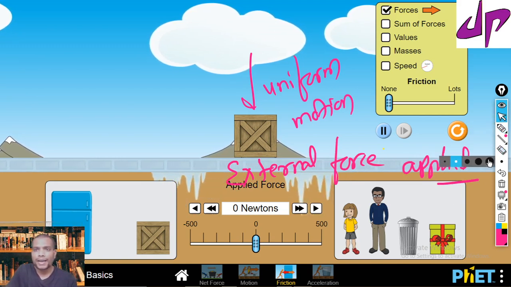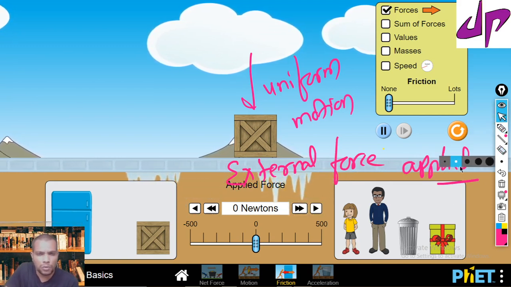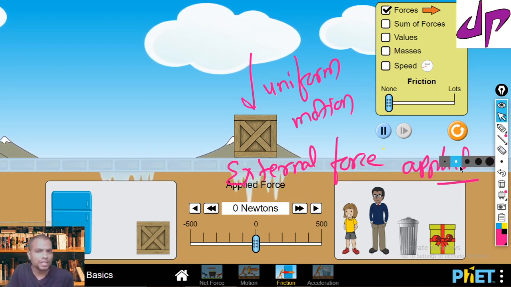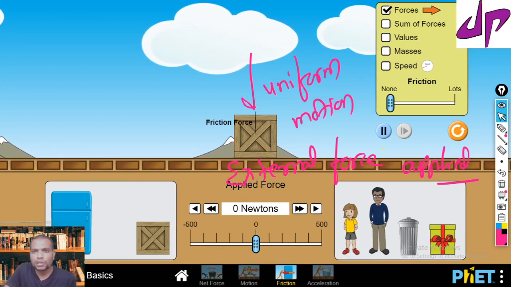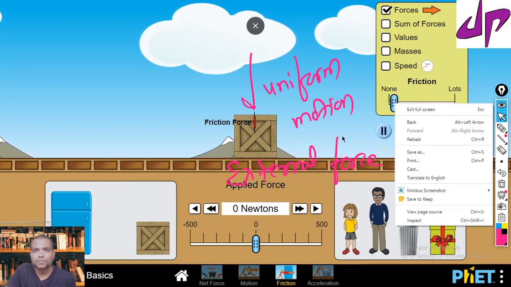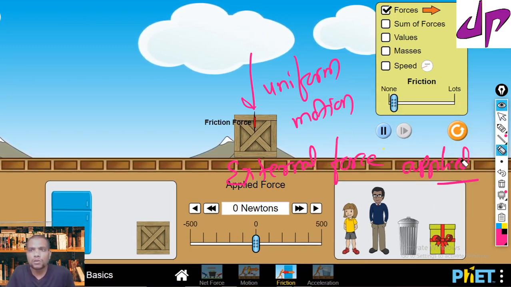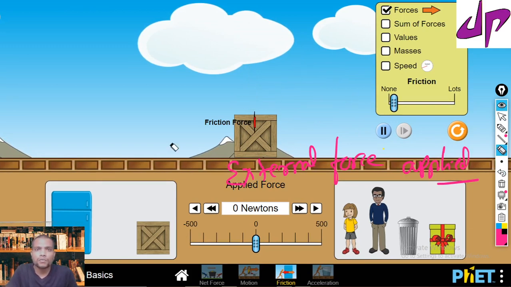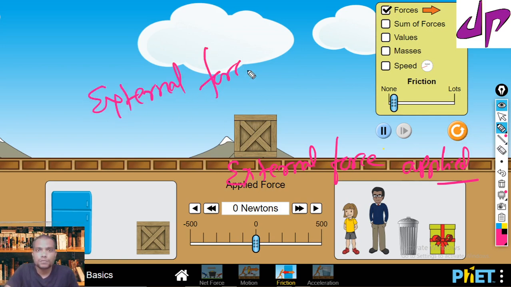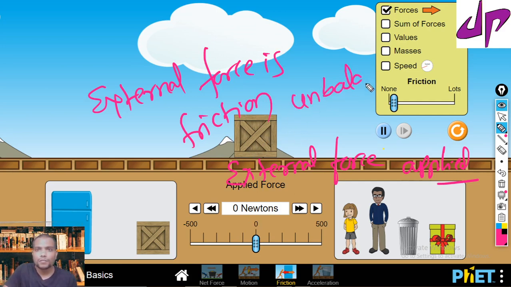So here my external force is nothing but what? I want to stop the box. I want to make it stop. So what shall I do first? Here I would like to increase the friction. Now if I increase the friction, you can see I applied an external force. So here my external force is friction. Now the forces are unbalanced, and the box comes to rest.